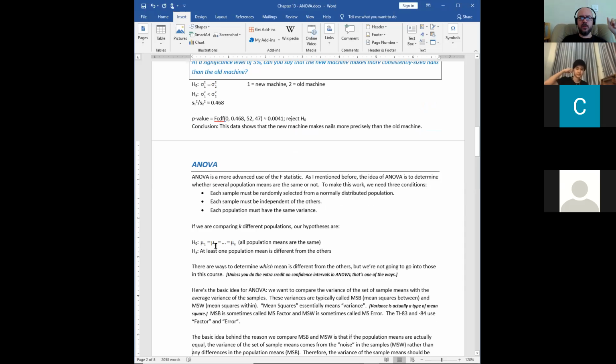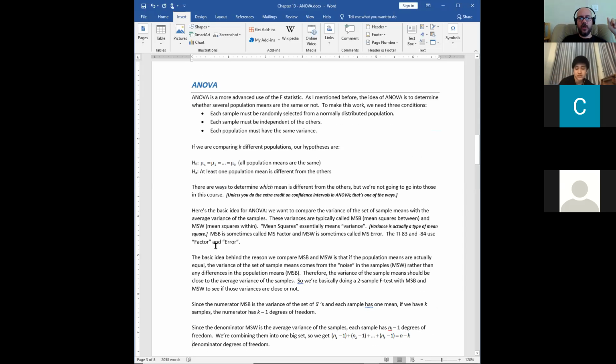All right. ANOVA, like I said, is basically a fancy use of the 2-sample F test. I don't want to say fancy, because it really is a 2-sample F test, but the variances we're choosing are not intuitive; it's not obvious what they would be. Firstly, let me talk about what ANOVA is. ANOVA is a test that checks whether several different sample means come from populations with the same population mean. That's what ANOVA is for.